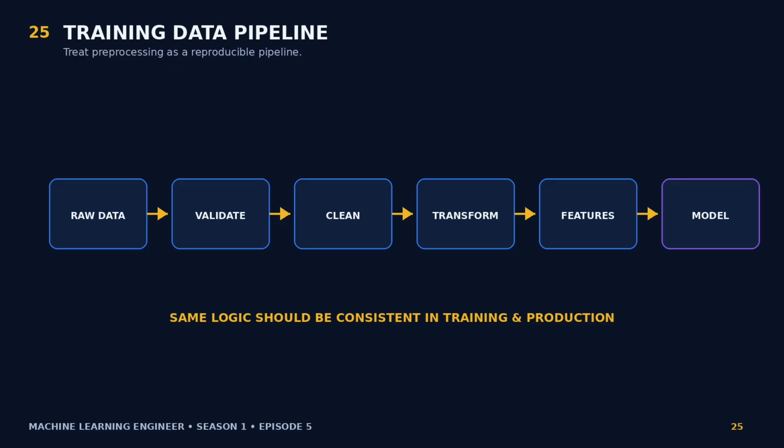An important mindset for an ML engineer is to think of data preparation as a pipeline, not a collection of random notebook commands. Raw data comes in, we validate it, clean and transform it, generate features, then send those features to the model. This pipeline needs to be reproducible and consistent between training and production.